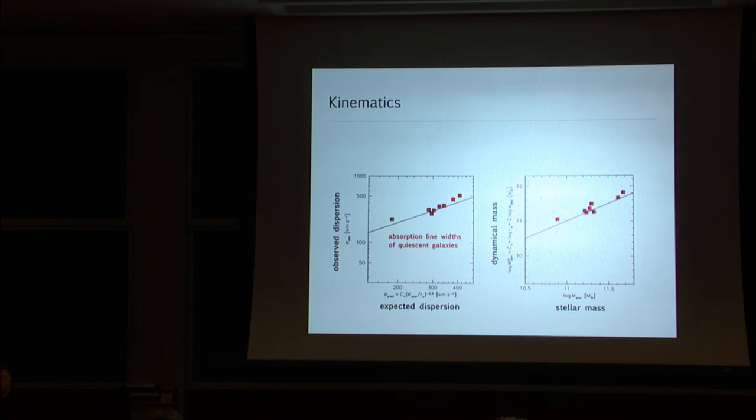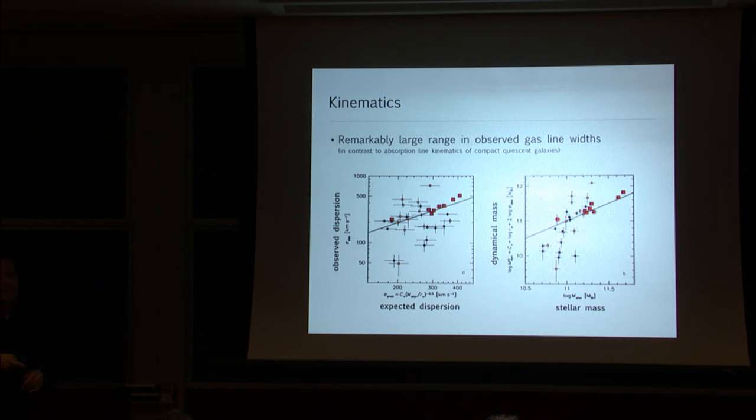Anyway, so this is then the same plot again, observed dispersion versus expected dispersion. And these are the absorption line kinematics of the quiescent ones that we just saw. And here are the star-forming galaxies. So they don't play ball. They're all over the place, including these things. Now, the predicted dispersion of these are like 200, not 400, as it happens. But these are 300 and measured is 100.